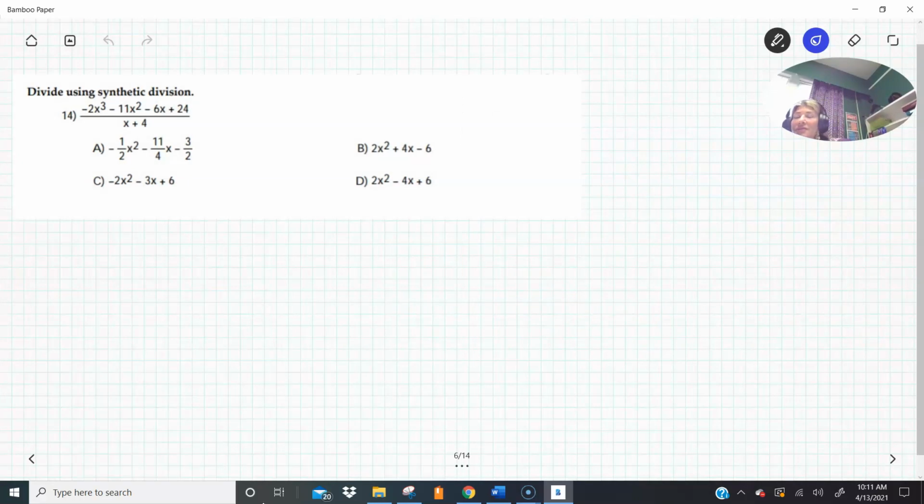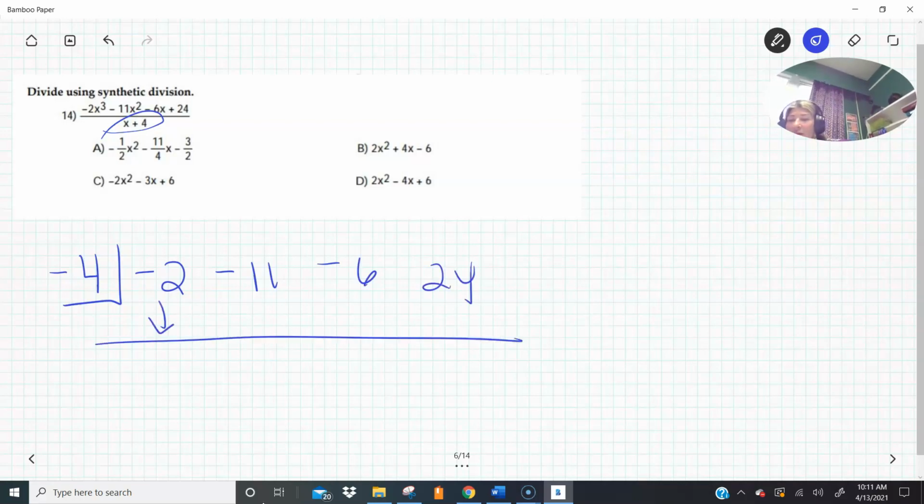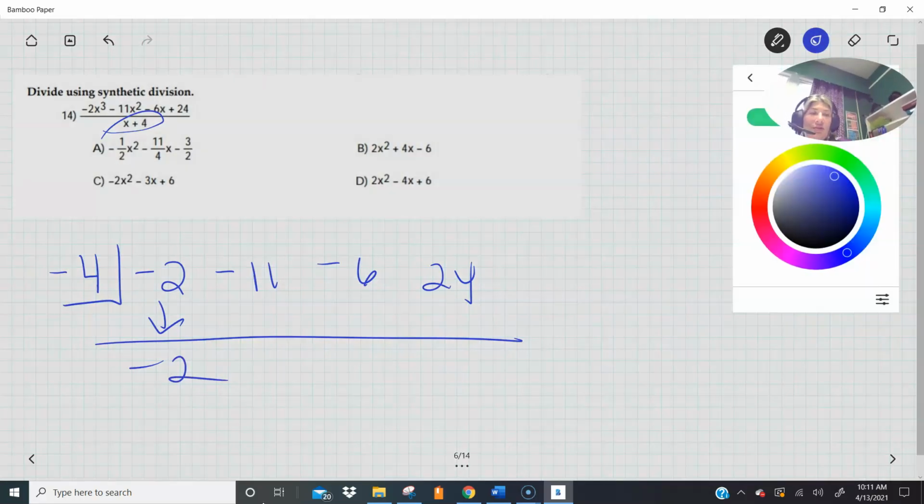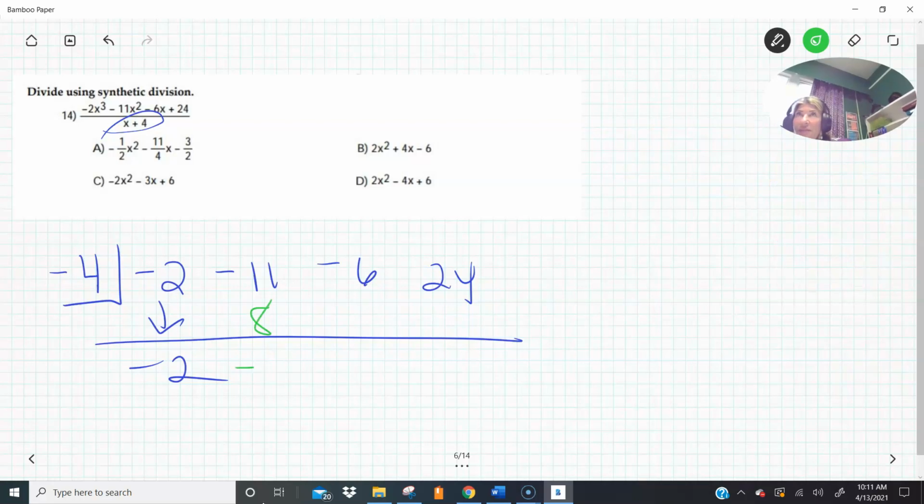Another division problem set up very similarly to this one. Our divisor is x plus 4. This will be a factor if it goes in there evenly with no remainder. Synthetic division, you divide by the 0. Coefficients negative 2, negative 11, negative 6, positive 24. You bring down your negative 2 and work on the problem. Negative 4 times negative 2 is positive 8. It gives me negative 3. Negative 4 times negative 3 is positive 12. That gives me positive 6. Negative 4 times positive 6 is negative 24.